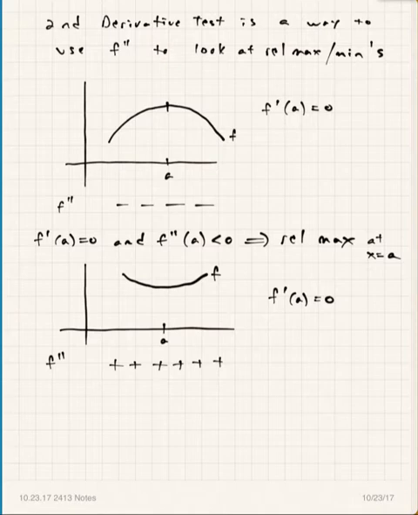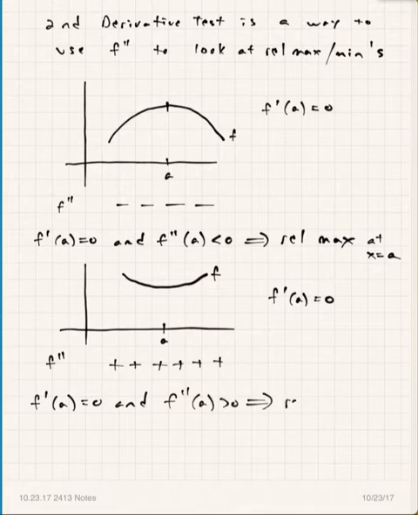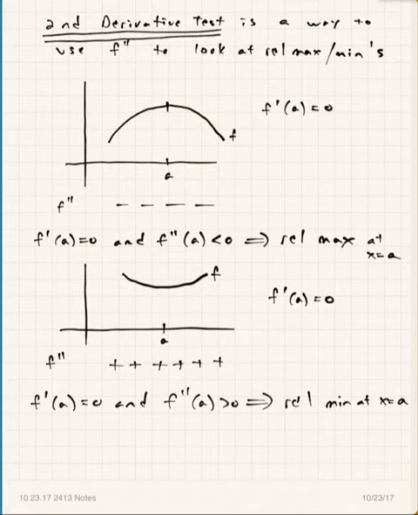So what do we have here? That if the first derivative is 0 and the second derivative is positive, then you have a relative minimum at x equals a. This page is summarizing what we call the second derivative test. It's a way of looking at the second derivative and using it to analyze where you have maxes and mins.